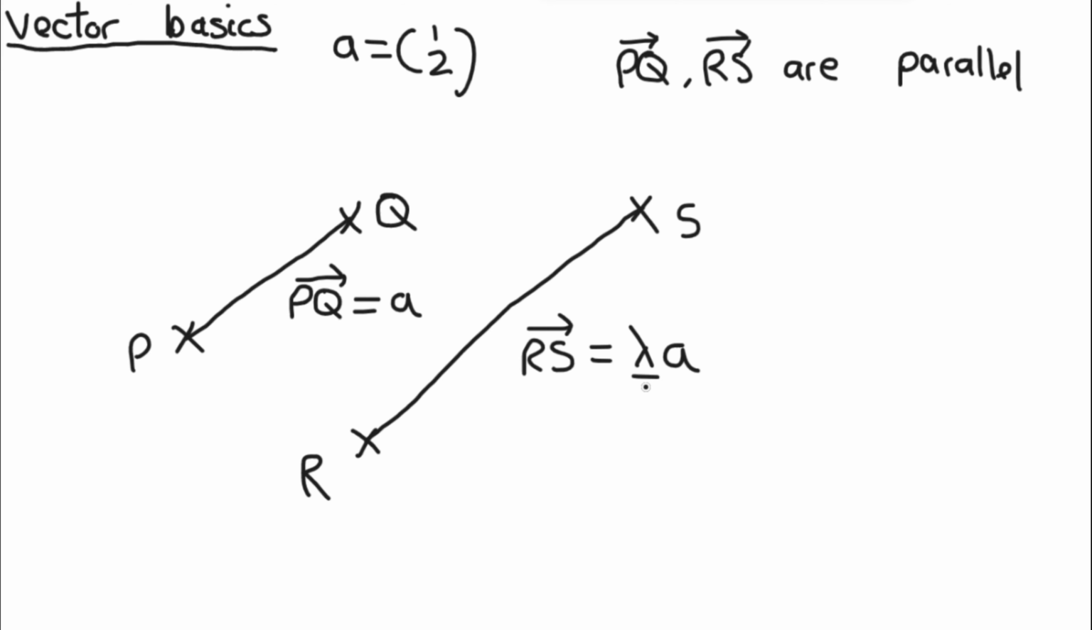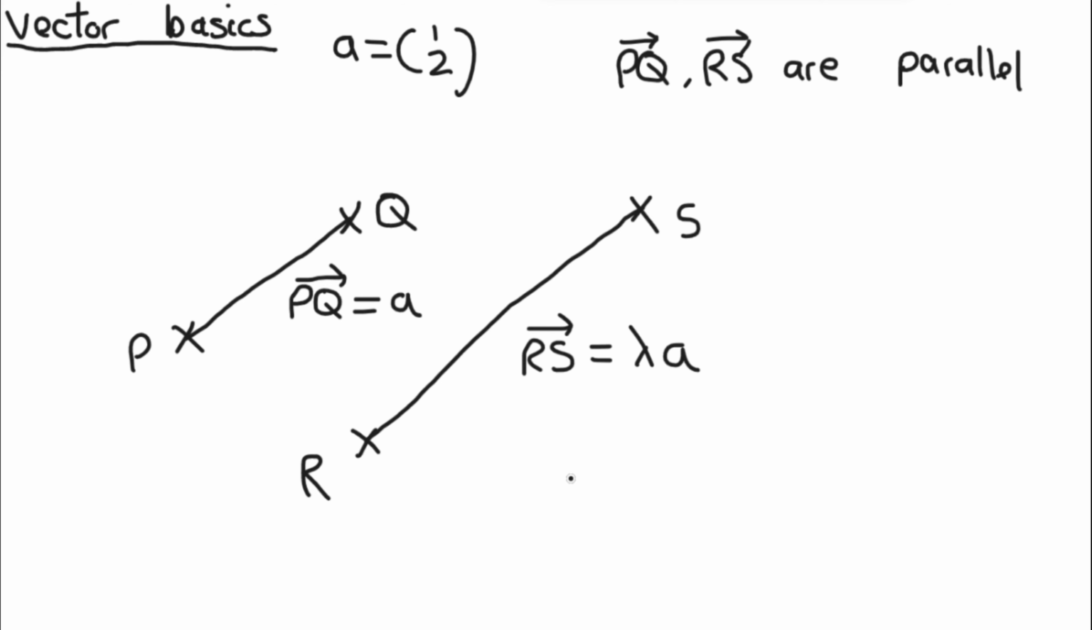Now, lambda is just some kind of Greek symbol. It just means some sort of number, so 2, 3, 4, something like that. And what this is saying is that RS is going to be a multiple of PQ. Lambda A is a multiple of A. So it could be 2, 3, etc. So it's going to be a multiple of this here.